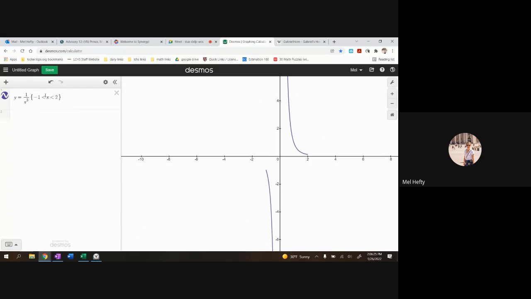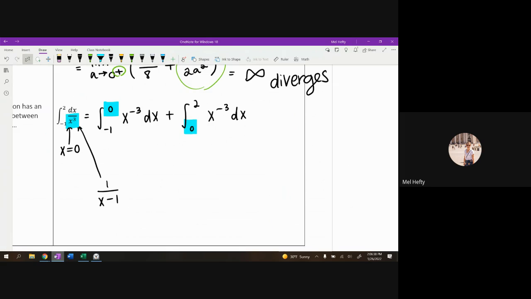So graph again. Let's say I took this guy and did this. Notice that vertical asymptote kind of shifts over. Ooh, you guys ask the best what if questions. I love it.